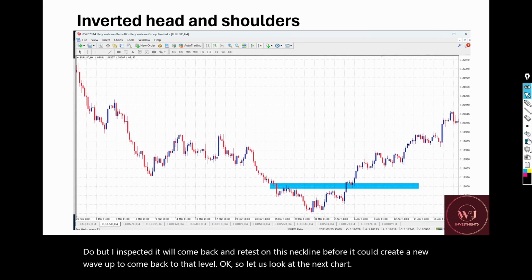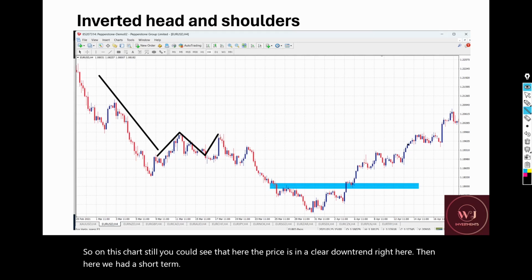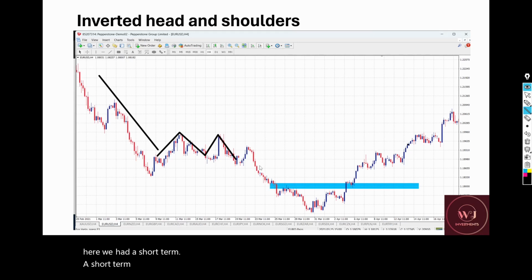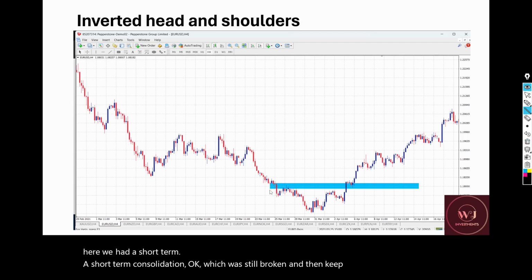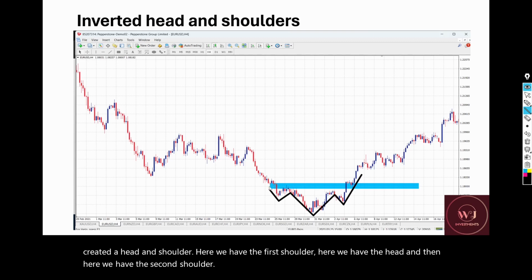On this chart, you could see that the price is in a clear downtrend. Then here we had a short-term consolidation, which was broken. And then right down here, we created a head and shoulder. Here we have the first shoulder, here we have the head, and then here we have the second shoulder, and then here we have one neckline.